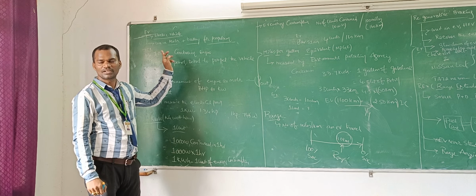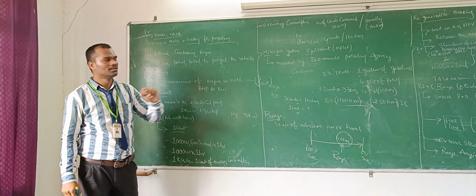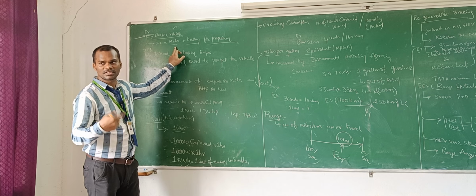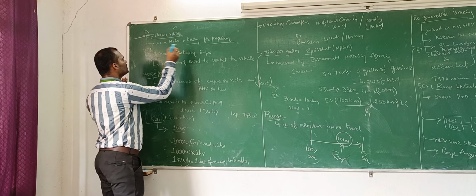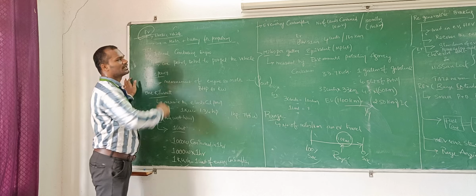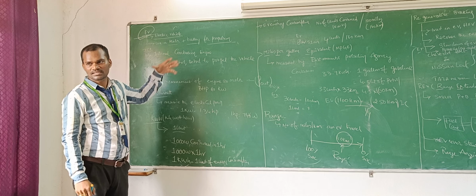Okay, an electric vehicle uses how many components to propel? So first one is motor. To run this motor, you require a battery which can store the DC supply. The combination of these two is called a drivetrain. So EV is also called a drivetrain.